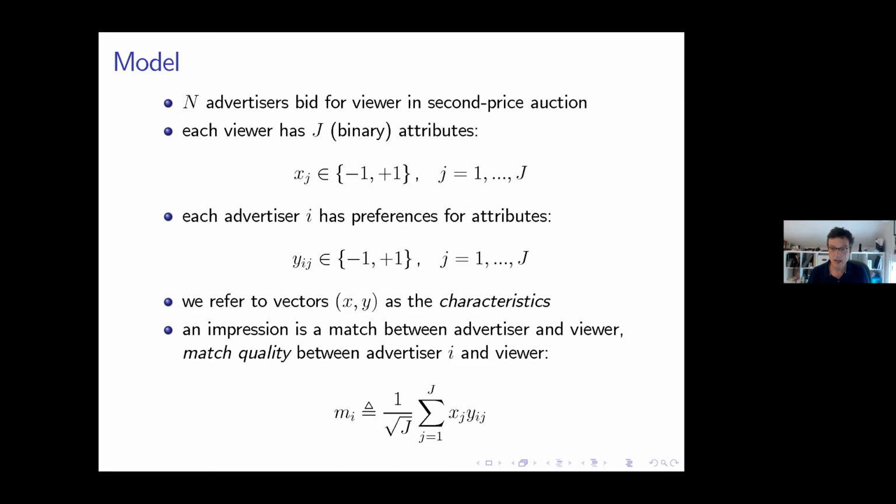I'm just normalizing by the square root of the number of attributes, because in much of the model, we'll be interested in focusing on the case when there's a large number of attributes. So we're going to take the limit. And in this case, this will generate naturally the standard normal distribution.